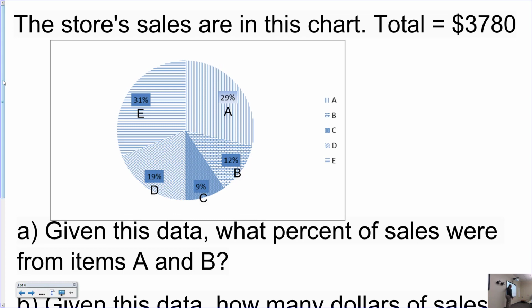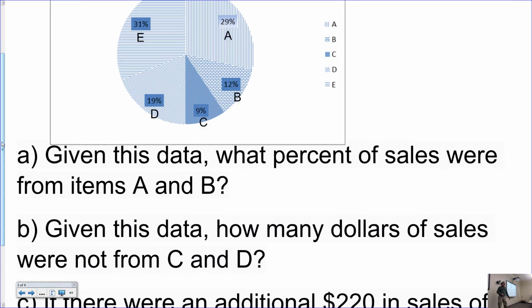There will definitely be a pie chart, right? Because I like pie charts. Because pie charts are always going to be percentages, and this whole class has been all about percentages, so you should expect to see pie charts and questions about percentages. Alright, so, given the data, what percent of sales were from items A and B?